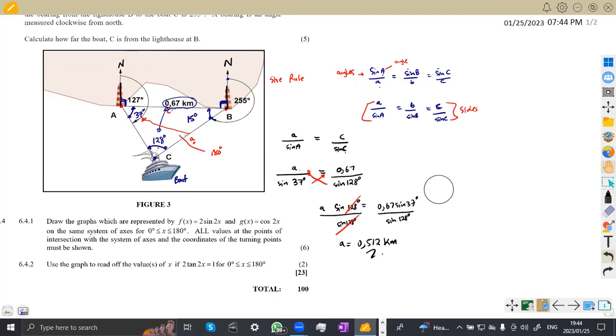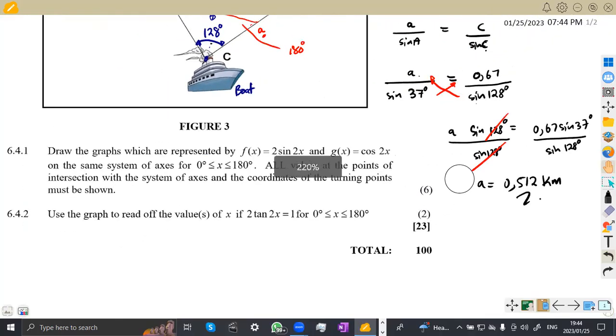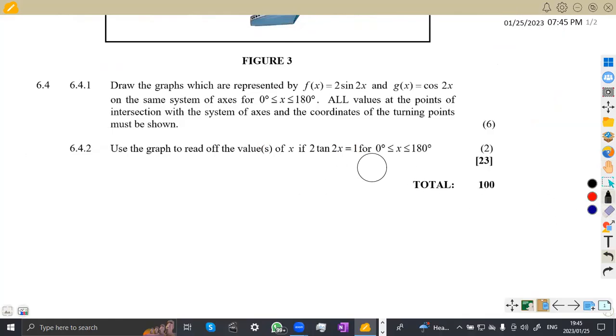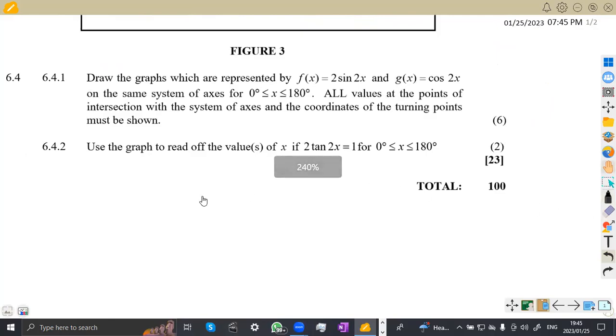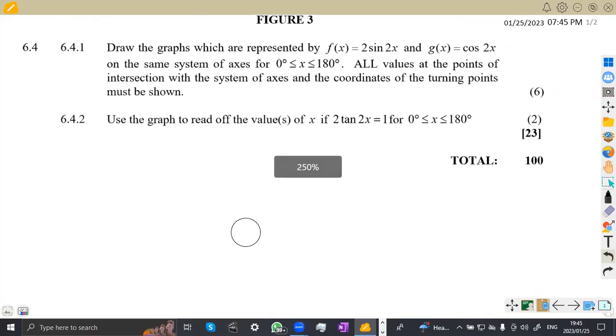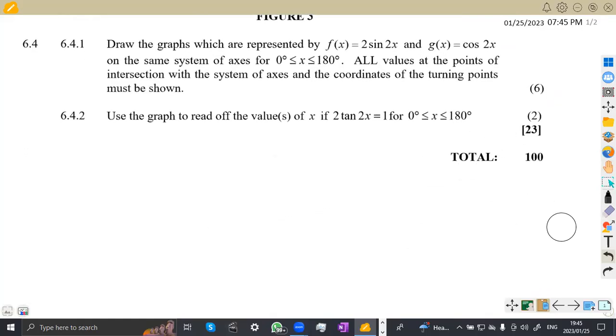We are going to jump on to question number 6.4.1. Let's just remove this part so that we can work this question together properly. On question 6.4.1, we are given a condition to draw the graphs represented by f of x and g of x. f of x is 2 sine 2x, g of x is cos 2x, on the same axis. I'm just going to make a sketch in this case so that you can understand what's happening here.